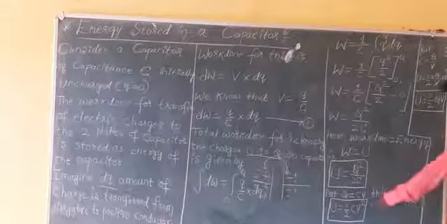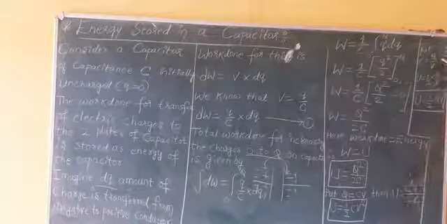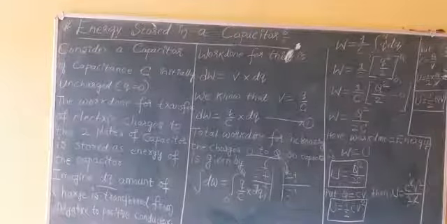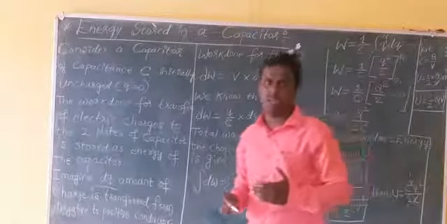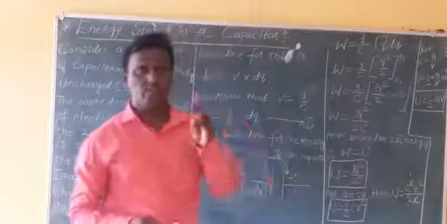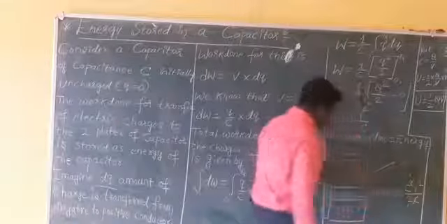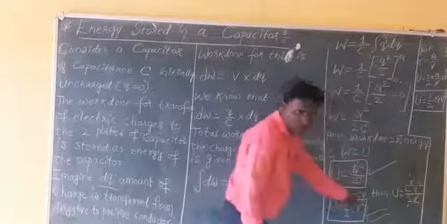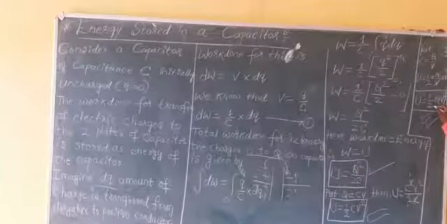Next, in place of C, substitute the expression C equals Q by V. So U equals 1 by 2 into Q by V into V square. V cancels, giving 1 by 2 QV. So now you have the expression for energy stored in a capacitor in three forms. The first is U equals Q square by 2C, the second is U equals 1 by 2 CV square, and the third is U equals 1 by 2 QV.